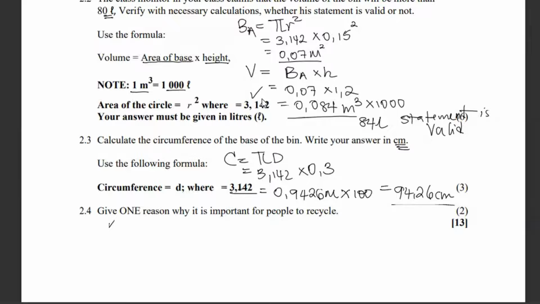Give one reason why it is important for people to recycle. Recycle, it's reusing. The reason why people should recycle is to save the environment. To save the environment.